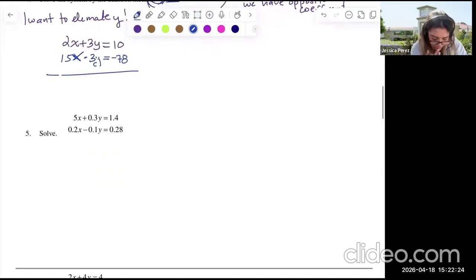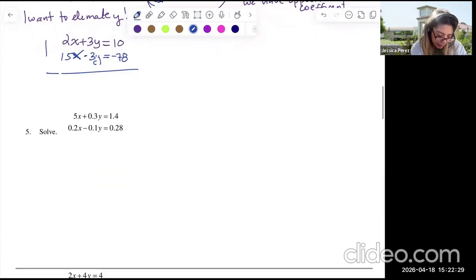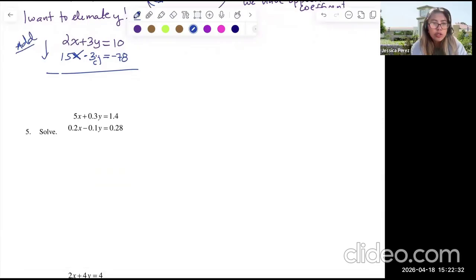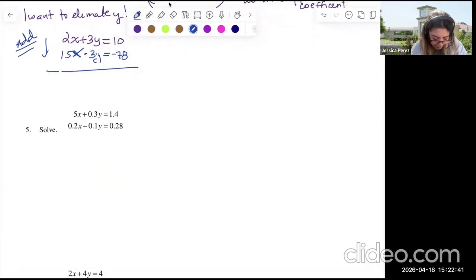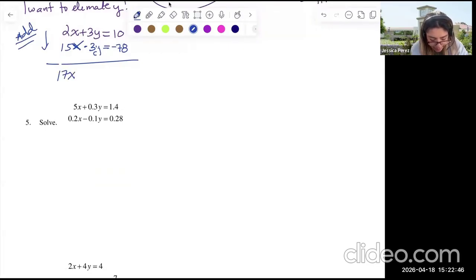And then I'm going to use addition. So then I have 2x plus 15x. I'm going to add vertically. Then you add, that's why it's called the addition method. So 2 plus 15 is 17x. And then I have a plus 3y and a minus 3y, which are going to cancel, is equal to negative 68 because you have a 10 plus a negative 78. Then you solve and you get x equal negative 4.